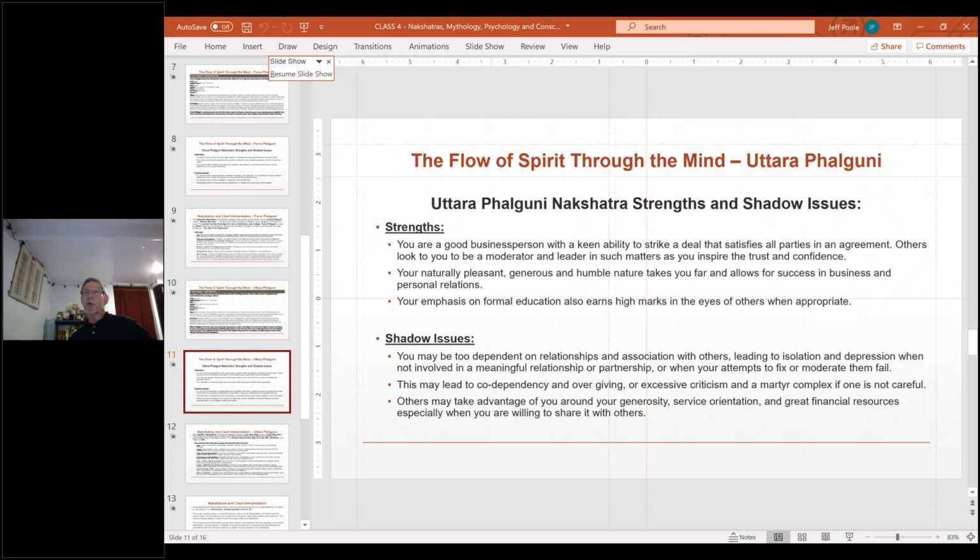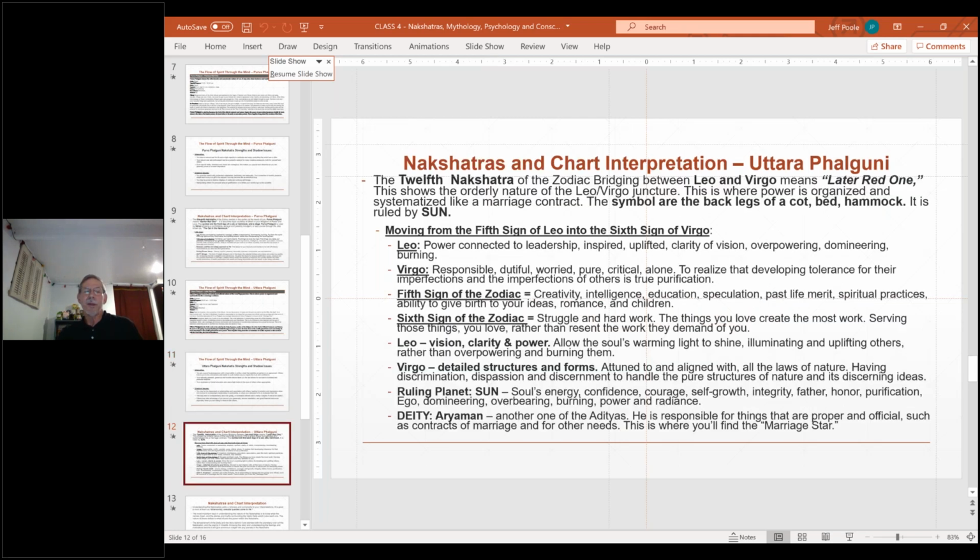Virgo is that area where things just happen, because all the laws of nature are there. You don't have to do anything. You go into the details and you see all these things that happen. So as the 12th nakshatra, you can see there's a little bit of an area where you have to let go. You have to surrender, you know.